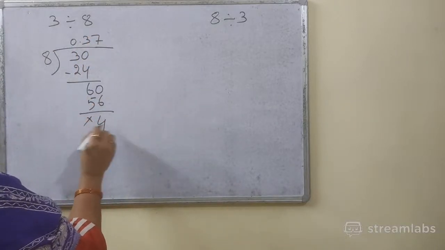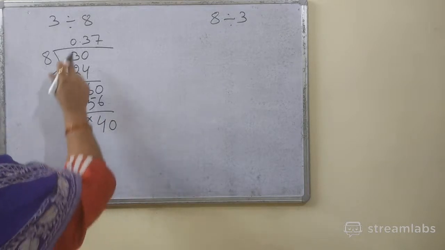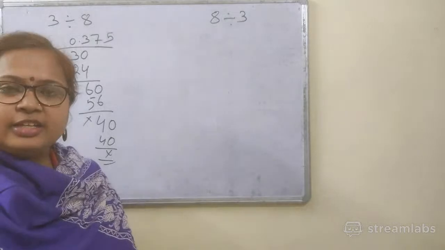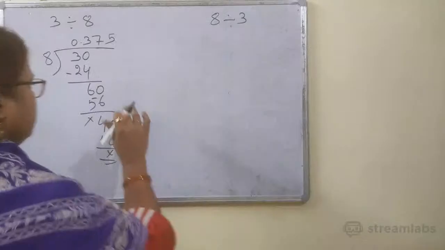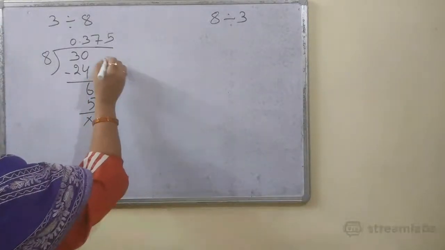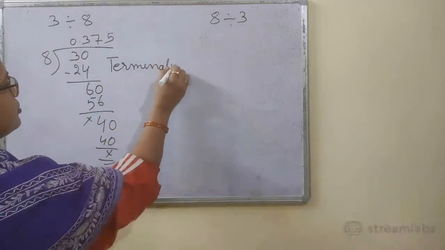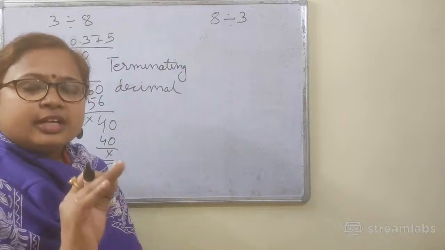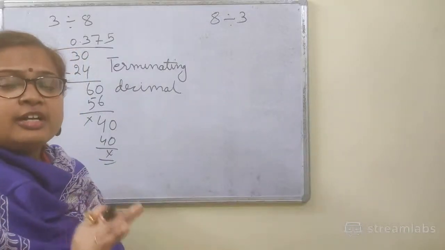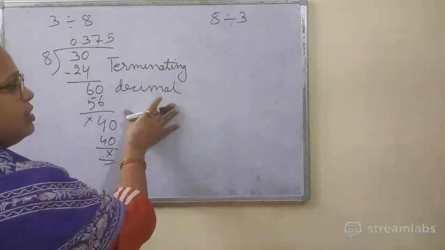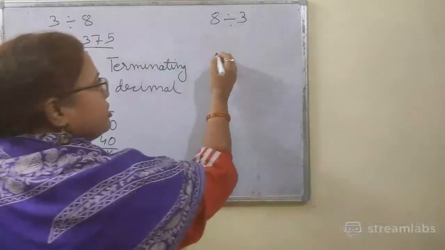Then what is left here? 4. Again 10. What remainder are we getting here? We are not getting any. Clear? This is called a terminating decimal. And that type of division, that type of number, is called a terminating decimal.